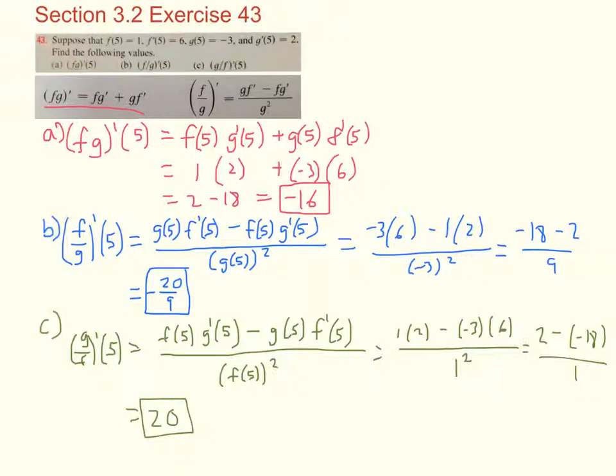So learn your product rule, learn your quotient rule. They're fun rhymes. A lot of people learned them differently. But you need to know those rules and how to use them. This is how we do exercise 43.